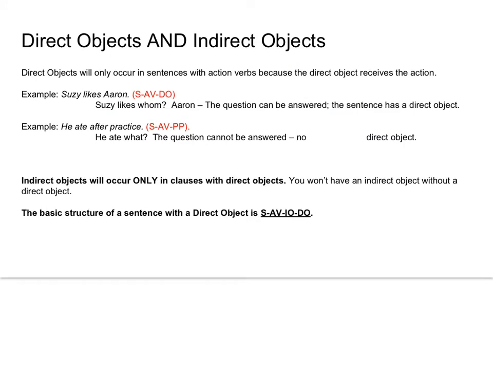Remember that you will only find direct objects and indirect objects in sentences with action verbs because the direct object receives the action. Susie likes Aaron. Who does Susie like? She likes Aaron. Aaron receives the action.